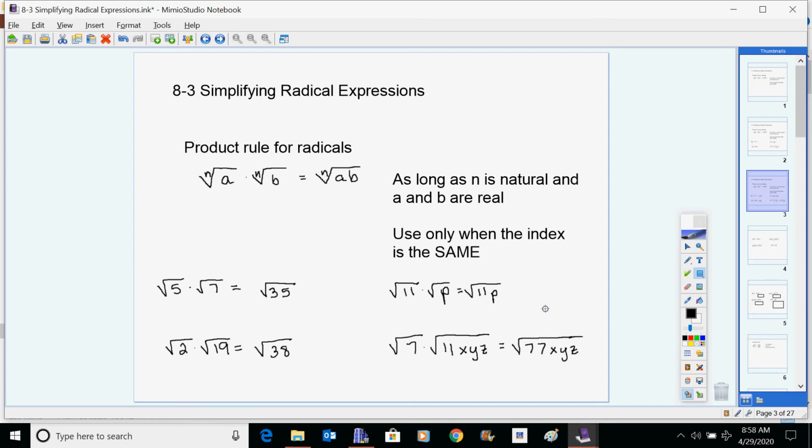With this p, there would be a little disclaimer that p would have to be greater than or equal to 0. And then that could work. And in this one, once again, x, y, and z would be greater than or equal to 0. But if you're just simplifying, you can just go ahead and do that.